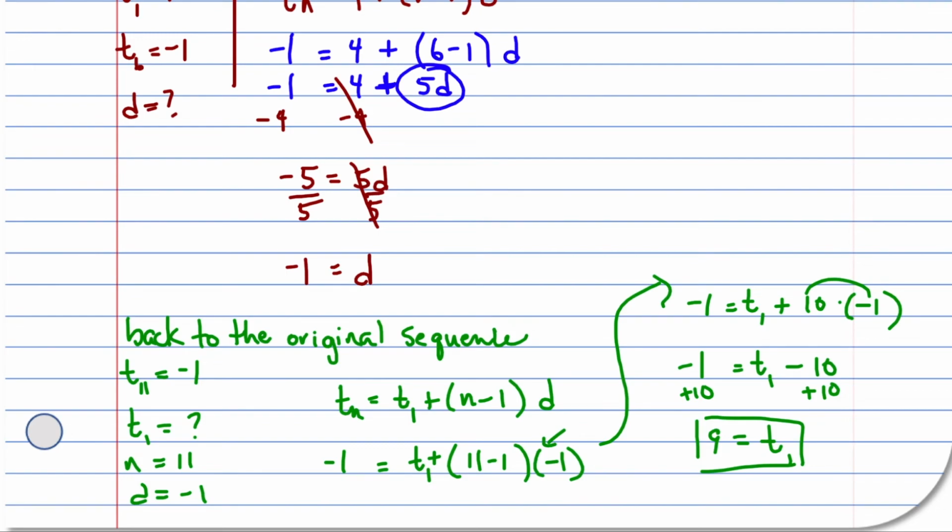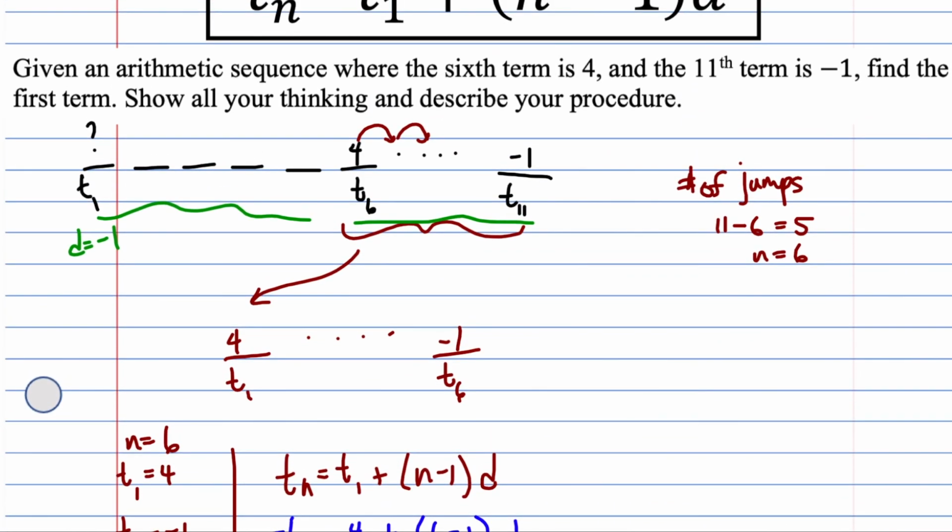Now, could you check your work? Of course you could. You could take T of 1, you could say, okay, I've got 9, and then I know that my D is -1 each time. 9, 8, 7, 6, 5, 4 was for the 6th term. 1, 2, 3, 4, 5, 6. Yep. And then 7th term, 8th term, 9th term, 10th term, 11th term. Oh wow, I can do 2 things at once. So yeah, that's the t of 11. The 11th term is -1. So we know we got it right. Great job.